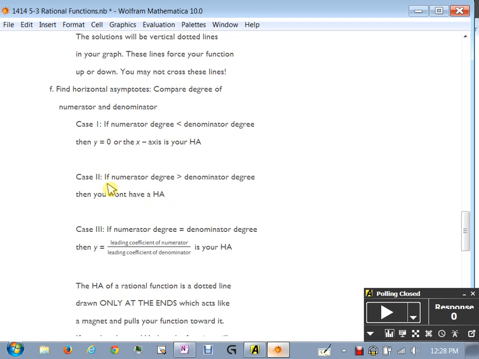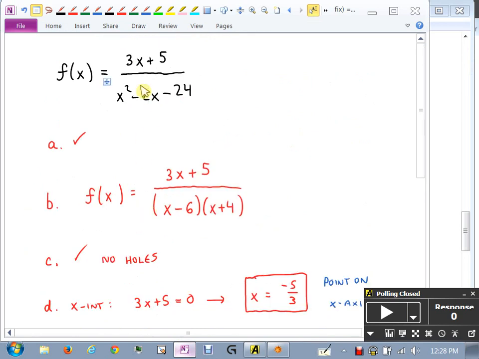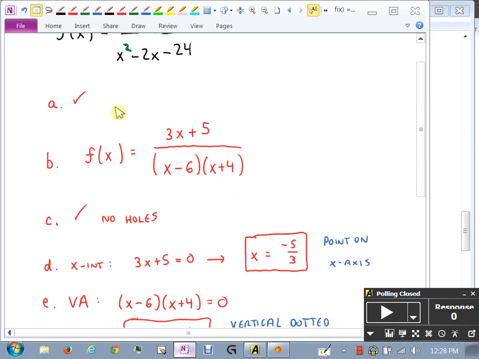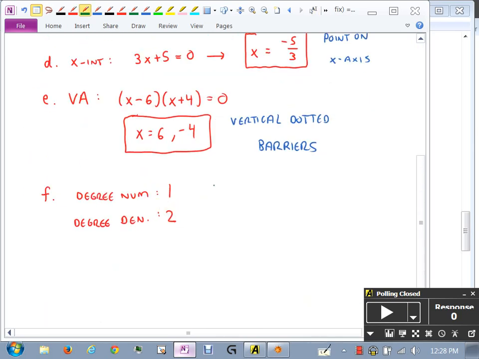The highest power of x is your degree, right? So when I'm looking here, the numerator, you look up here. The highest power of x you have up here was 1. The highest power of x you have on the denominator was 2. That clear? Yes? Okay. So now we are in case, I'm going to write down case 1.